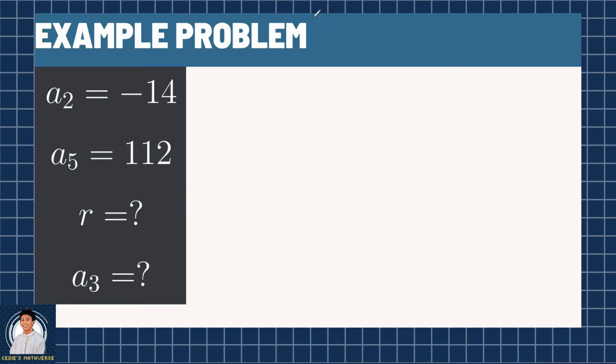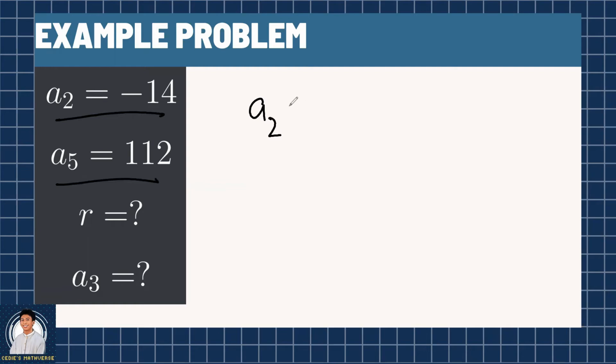Now, as we can see, this next problem doesn't have a sub 1. So I will present two ways to solve this problem. First is the old school method, wherein we need to find a sub 1 and r first to find the other terms, and the second one, which uses the generalized formula. So first, let's begin with the old school method.